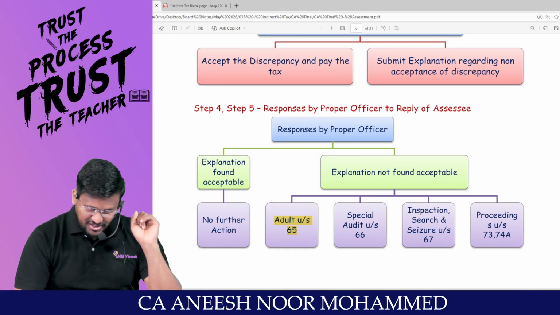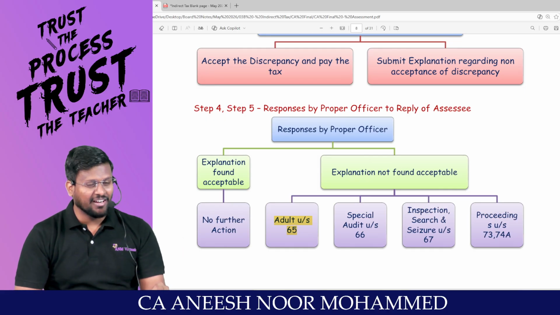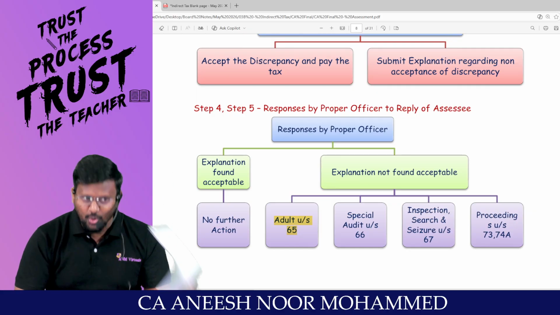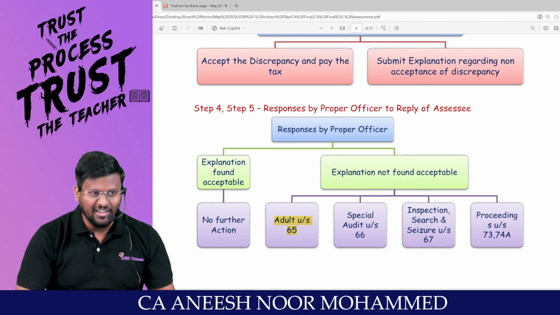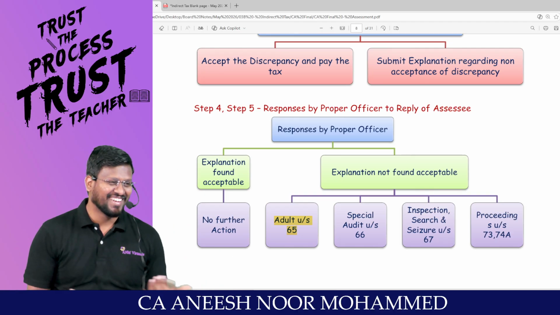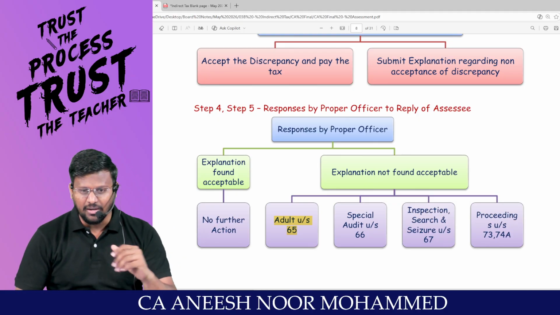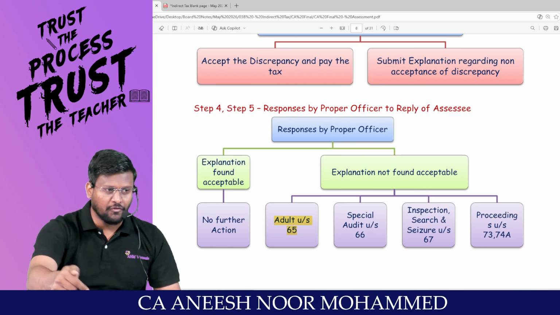Because you are a registered person, you filed the return. My dear lovable students, there were discrepancies. We have issued notice. You gave an explanation. The explanation was not satisfactory. Are you all really with me? That means it will lead to audit under section 65. Please bring your books of accounts.